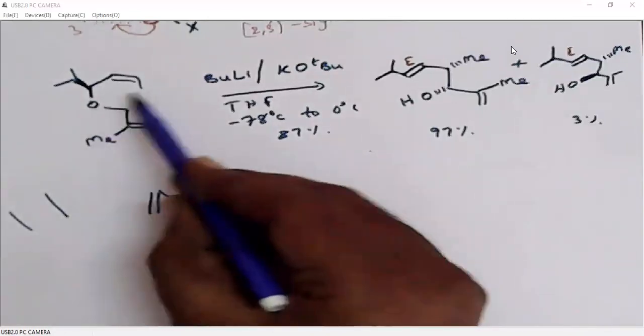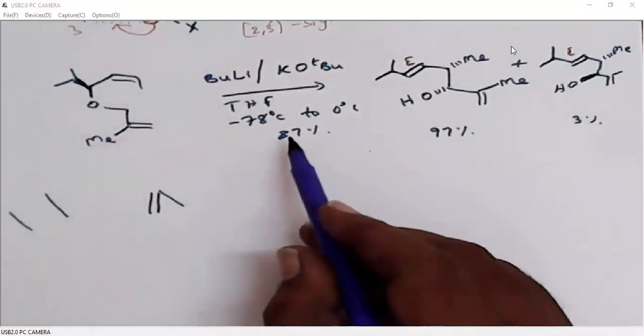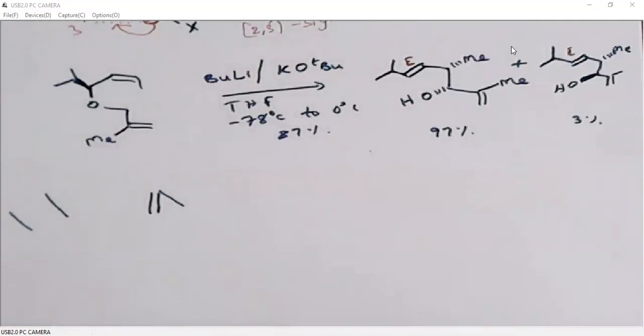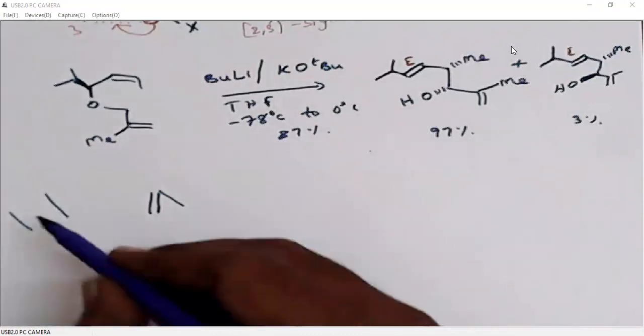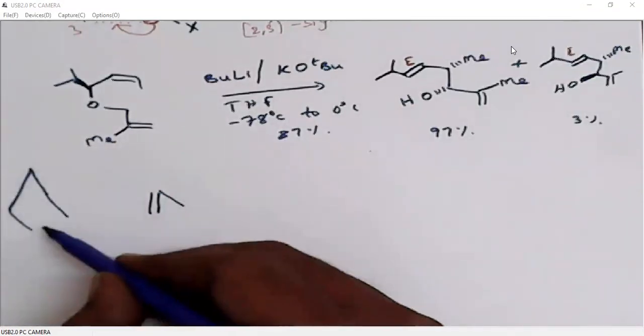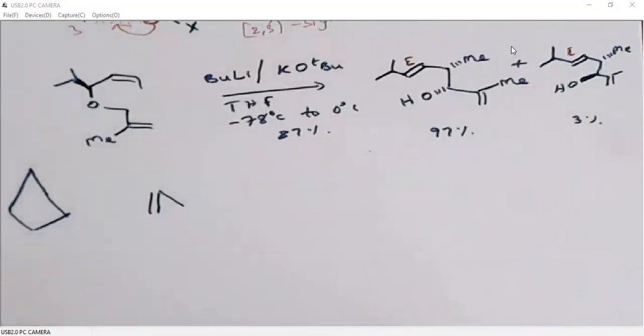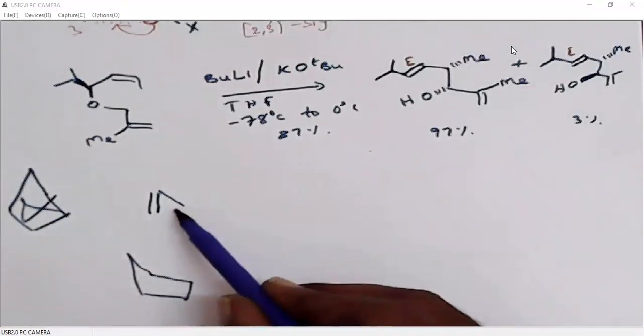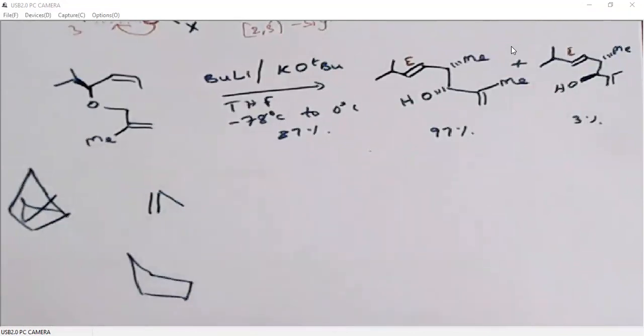Because these 2,3 sigmatropic rearrangements have a 5-membered ring conformation, and the 5-membered ring conformation is most stable in envelope configuration. I'll write once again. Envelope configuration. So we need to write the envelope conformation for the transition state. Then we will see how they give the given stereochemistry.